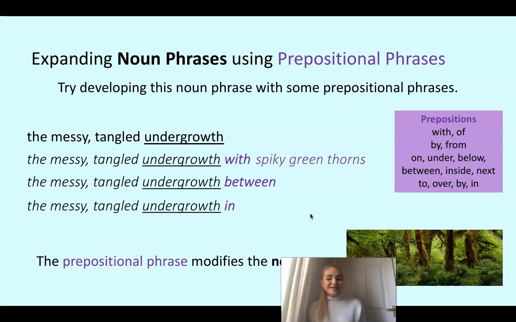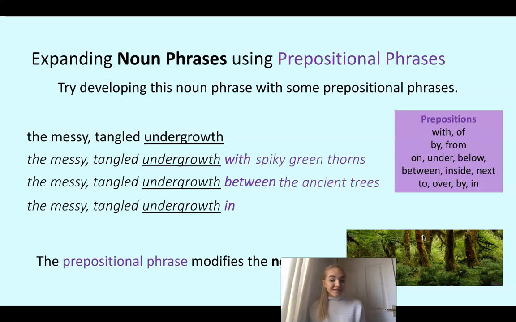Number 2, the messy, tangled undergrowth between. Well, it's between the trees. We can see that because there are trees in the image here. But they're not just trees, they're ancient trees. Why are they ancient? That's right, because they weren't just planted there. They've been there for many, many years. So they are ancient, they are pretty old.